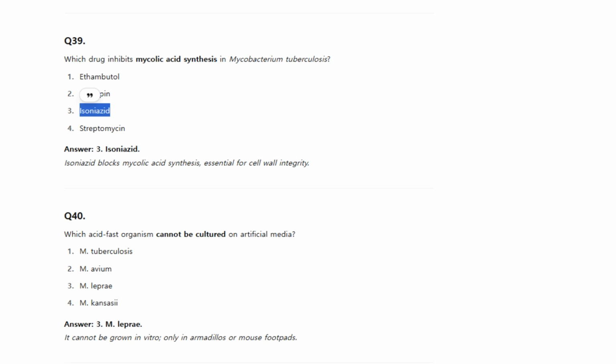Q40. Which acid-fast organism cannot be cultured on artificial media? 1. M. tuberculosis. 2. M. avium. 3. M. leprae. 4. M. kansasii. Answer 3. M. leprae. It cannot be grown in vitro, only in armadillos or mouse footpads.